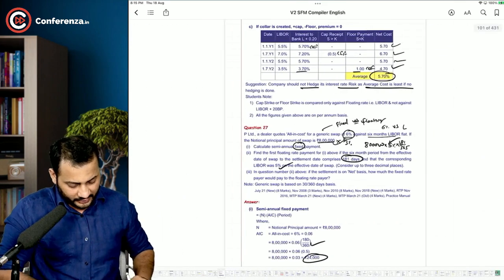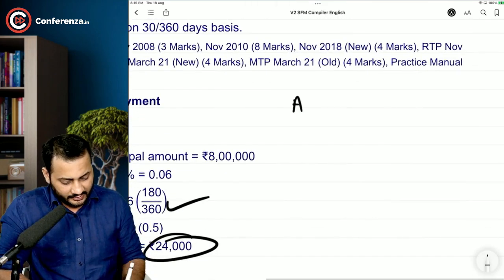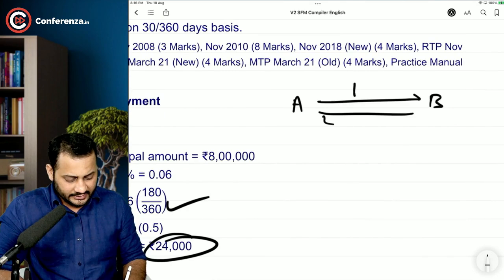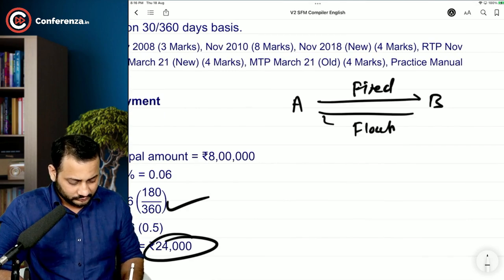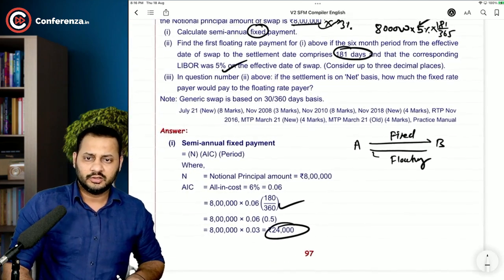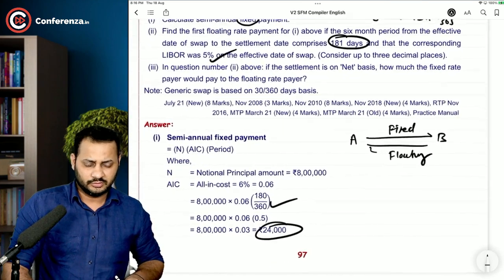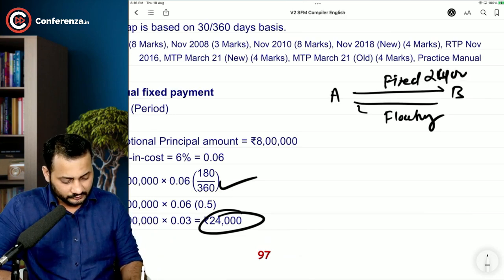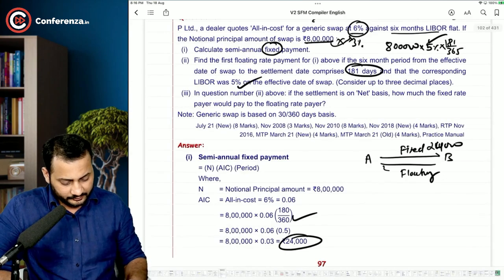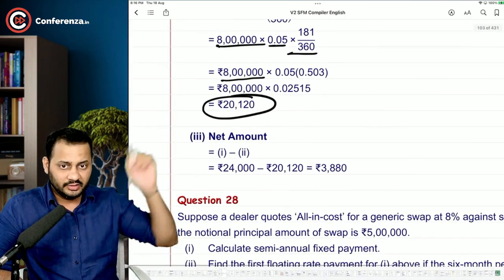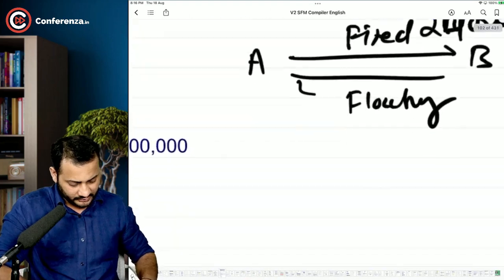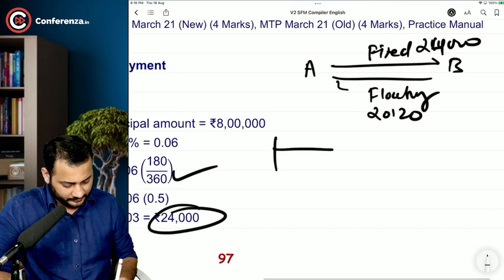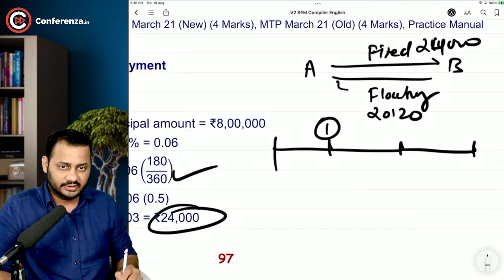So what will happen? I will tell you. Let's say there are two parties, A and B. Both of them decided to exchange fixed versus floating. So let's take A is paying fixed and receiving floating. Okay. So what will happen? On the first payment, A will pay 24,000 and B will pay 20,120 on the first 6 months. Now understand, this is the first 6 months.